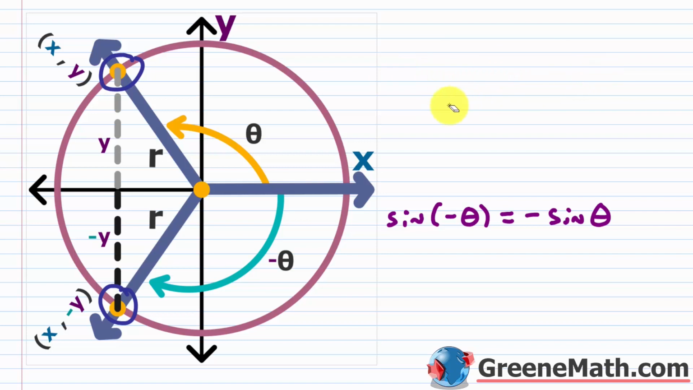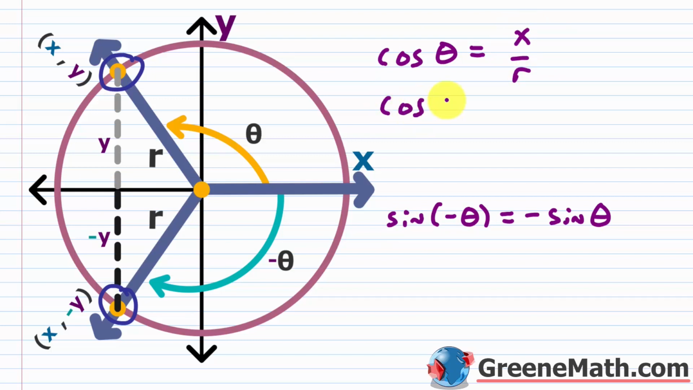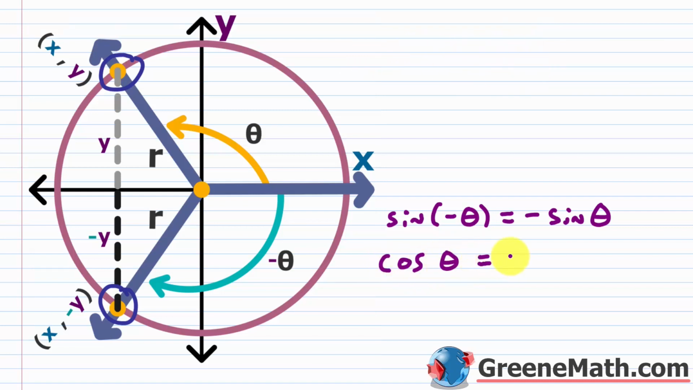So let's erase this and think about cosine now. The cosine of theta is x over r. But now when I look at the cosine of negative theta, it's the same x. You have x comma y, and you have x comma negative y, so x is not changing. So we can say that the cosine of theta is equal to the cosine of negative theta. Remember, this is a property of even functions.